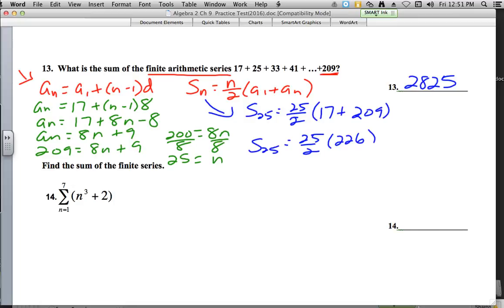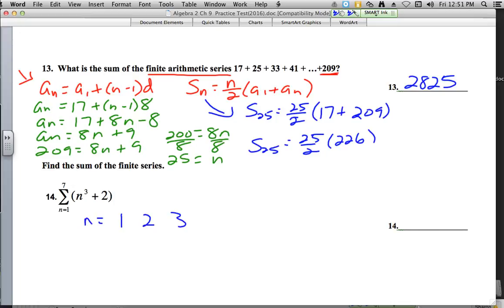Number 14 says, find the sum of the finite series, and this is not arithmetic. That's not n to the first, that's n to the third. And it's not geometric, because geometric is supposed to look like this, you know, where we have two things being multiplied together and we have a power that we're dealing with. That means this one has to be done by hand.